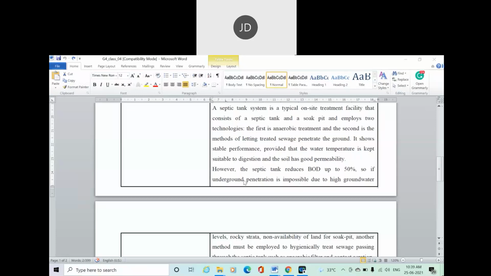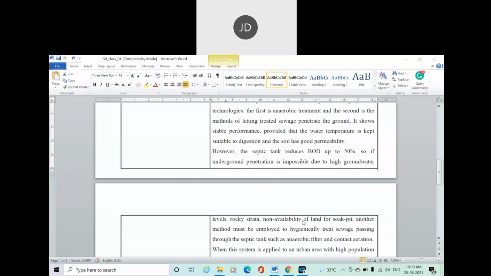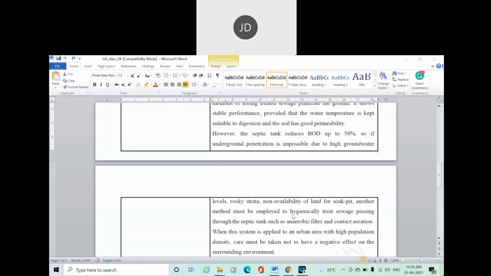If groundwater penetration is impossible due to high groundwater level, rocky strata or unavailability of land for a soak pit, another method which may be employed to hygienically treat the sewage is installing an anaerobic filter. So there is another chamber you can add with a septic tank, where the wastewater can also be treated by an anaerobic filter basically.